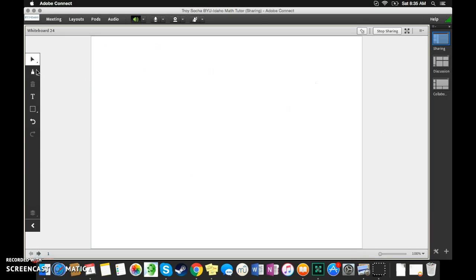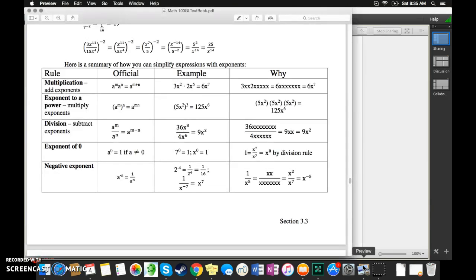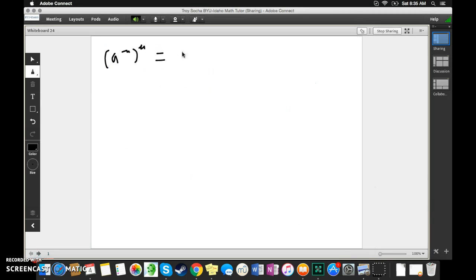Yeah, so we're going to talk about this rule. This next rule states this: a to the m, to the n, equals a to the m times n. So simply put, this rule means if we have 2 to the second, and then cubed, this is the same as saying we're going to multiply those two together. And that's 2 to the sixth.